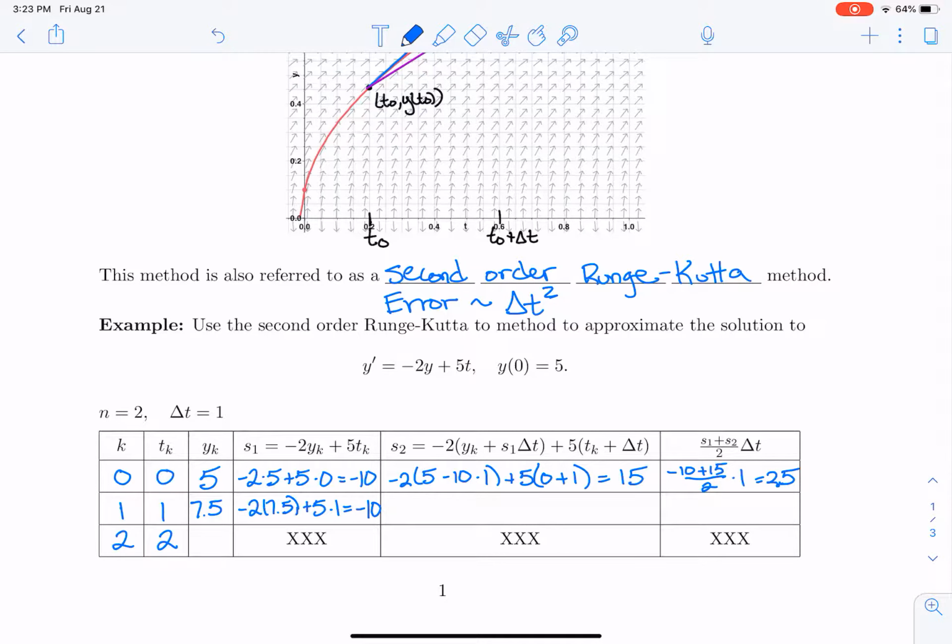Our second slope is going to be negative 2 times, okay, our y sub k is 7.5. And then we're going to subtract S1 times delta t, so 10 times 1. And then we're going to add 5 times 1 plus 1. So that's t plus delta t. By doing that, we're going to get a negative 5 plus 10.